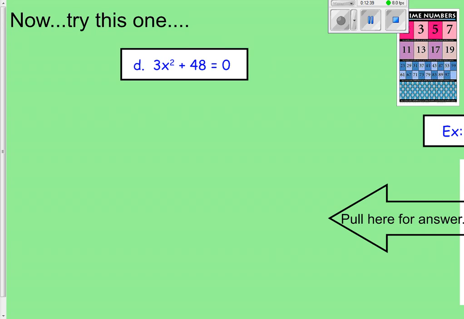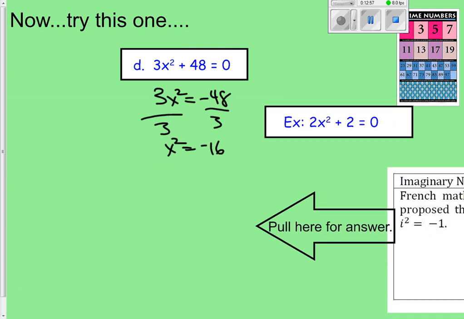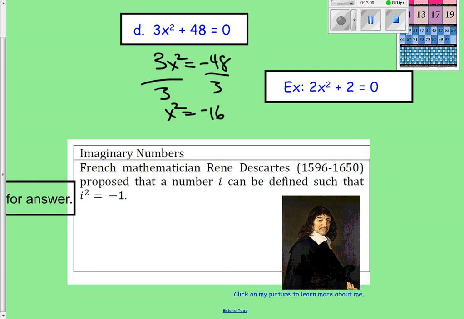All right, so if we take a look, so 3x squared equals negative 48, divide by 3. I get x squared to be negative 16. That's weird. Same idea for this one. We can't do that. But what we can do is say x squared minus 16 is this. All right, what I can do is break this apart. I can say x squared is equal to negative 1 times 16. So when I square root that, I can say x is equal to the square root of negative 1 times the square root of 16.